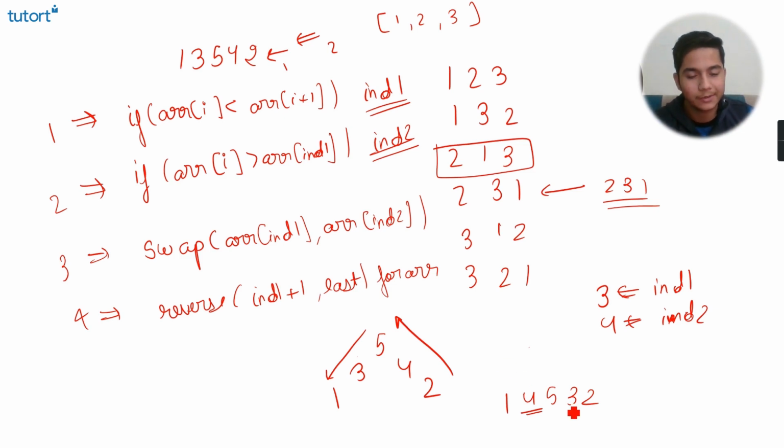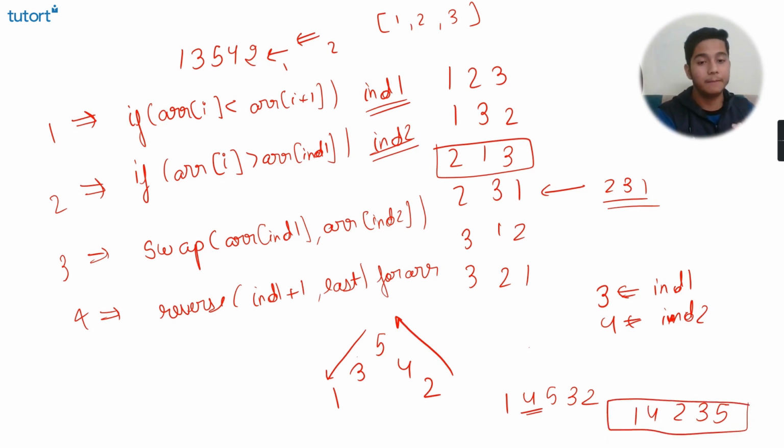So as you can see, 5 3 2 is not in sorted order, right? And neither is it the way we were looking at it, right? So you have to basically reverse this. So it will be 1 4 2 3 5, right? So this will be the number, and 1 4 2 3 5 will be the next permutation of 1 3 5 4 2, right?